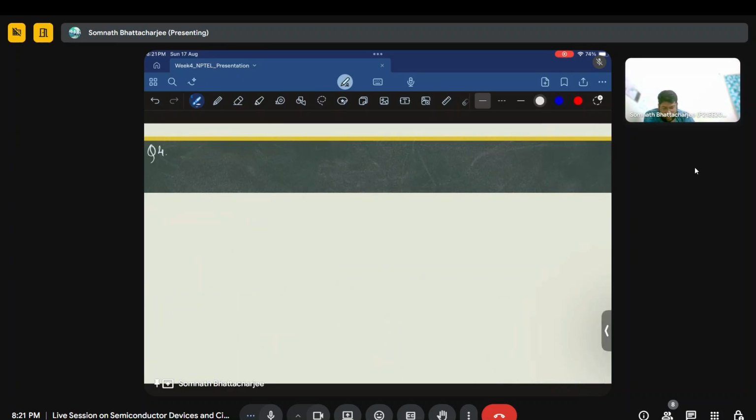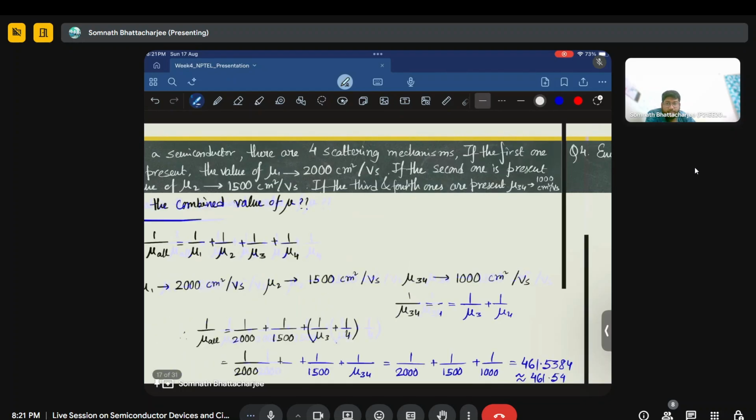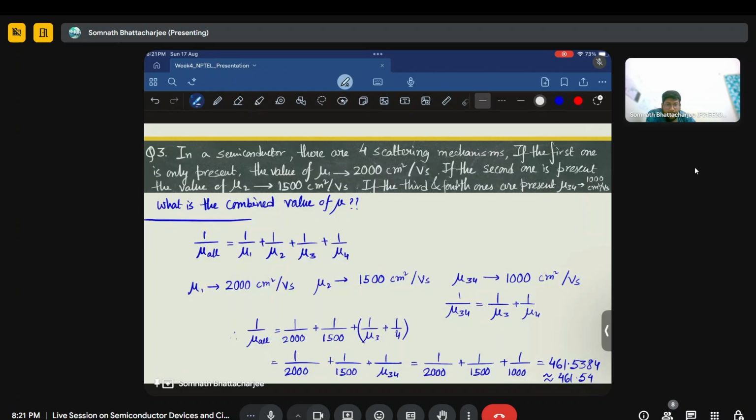So Q4. How did we get the value of 461.5384? Because when we are dividing these values, it's nearly 216.66. Just a second. Let me recalculate it again.